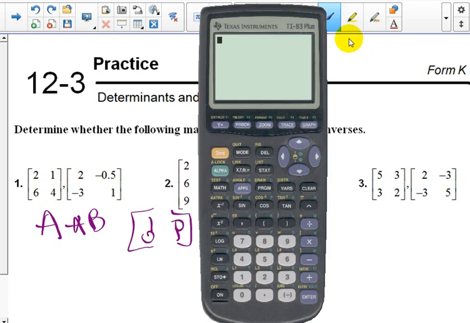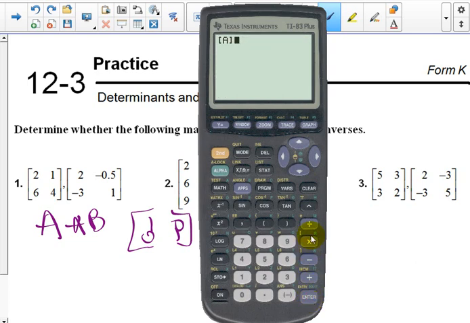So for matrix A, you just have to go back to your matrix menu, and under your names column, notice that A and B both have elements in them now. 2 by 2, 2 by 2. We'll just press enter on A. You don't have to do anything except press enter.